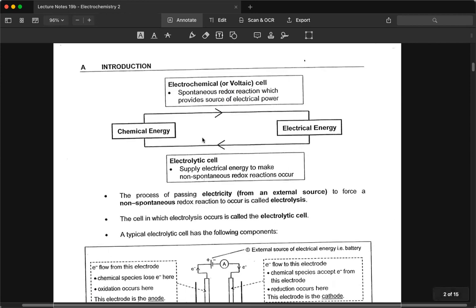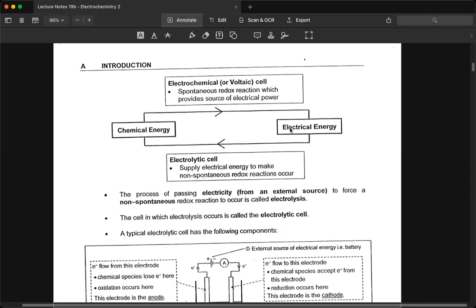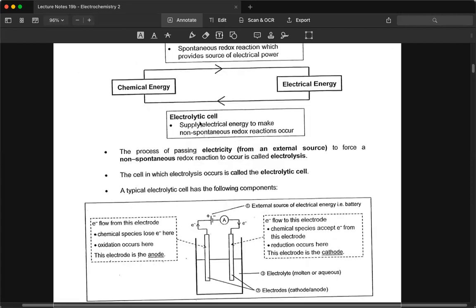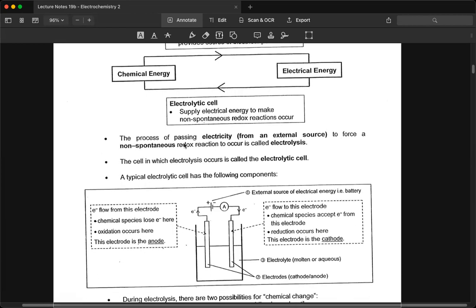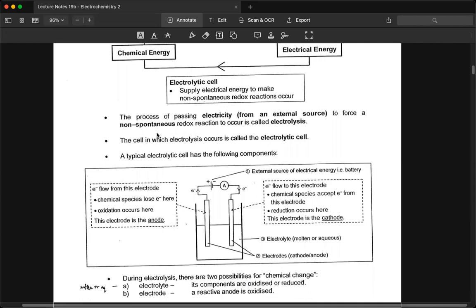Now, last lesson, we discussed the applications of electrochemical or voltage cell, where a spontaneous redox reaction provides the source of electrical power, where chemical energy was converted to electrical energy. In today's lesson, the focus is on the electrolytic cell, which supplies electrical energy to make a non-spontaneous redox reaction, where electrical energy is converted to chemical energy. So the process of passing electricity from an external source to force a non-spontaneous redox reaction is called electrolysis. And the cell where electrolysis occurs is the electrolytic cell.